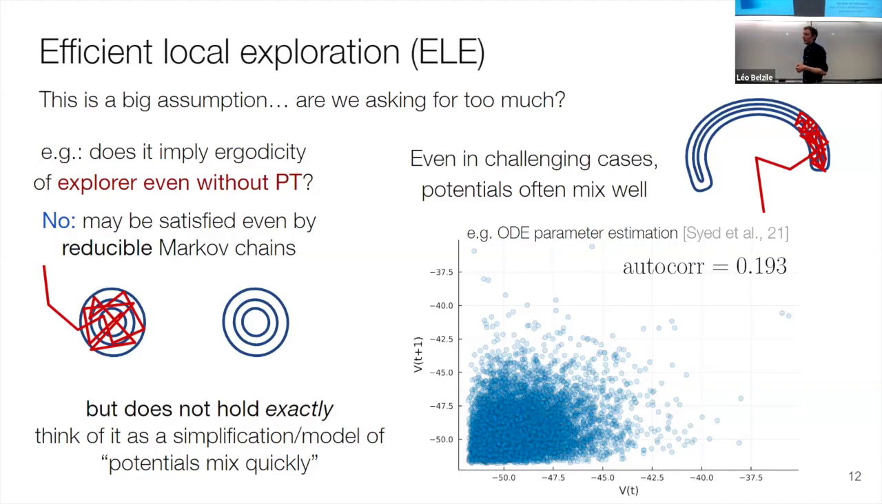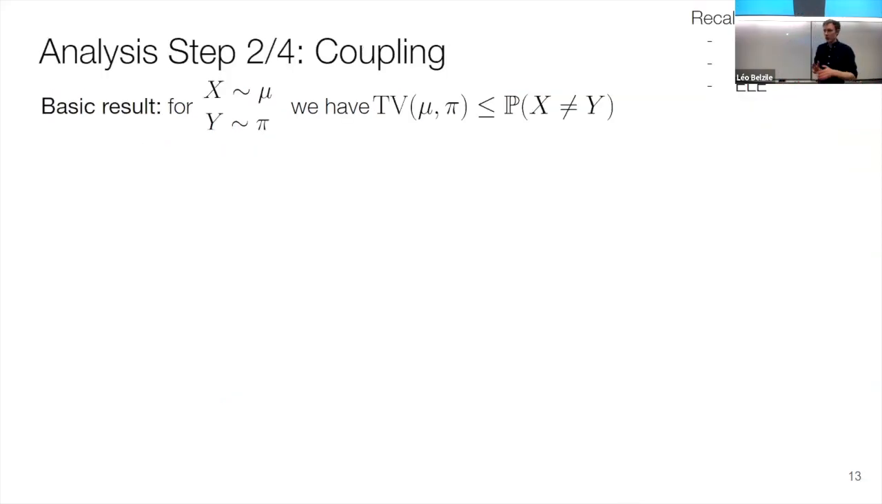So for example, in a relatively challenging ODE parameter estimation problem, if I look at the lag-1 autocorrelation of those potentials, so V_{t+1} versus V_t, I get the following scatter plot. The autocorrelation here is 0.2. It's not 0. If it was actually independent, it would be 0. So it's not satisfied, but the conclusions of our theory line up well enough with what we see in practice in this example that I'm reasonably comfortable with that amount of autocorrelation. So those are our assumptions. We've got IID draws from the reference, we've got equiacceptance, and we've got that efficient local exploration assumption.